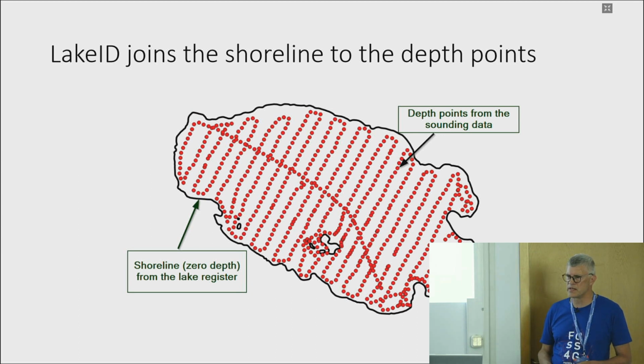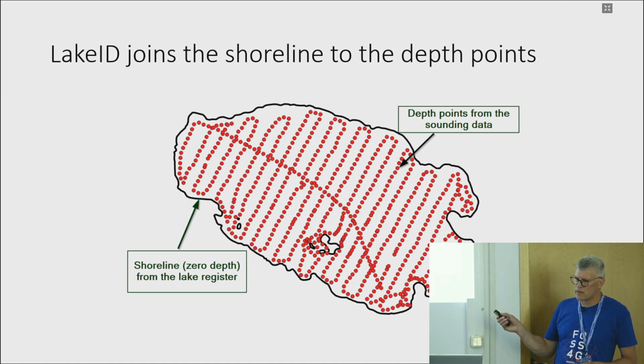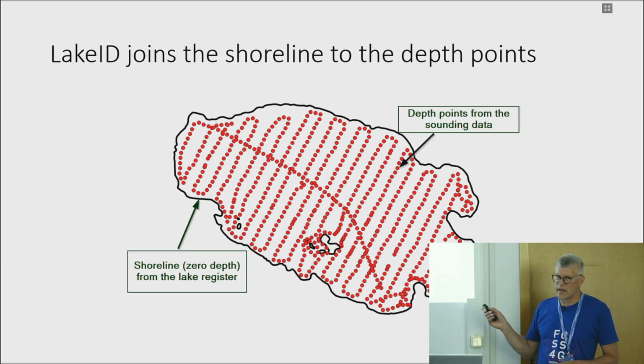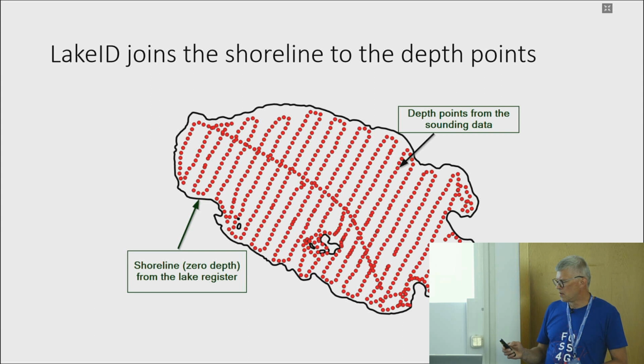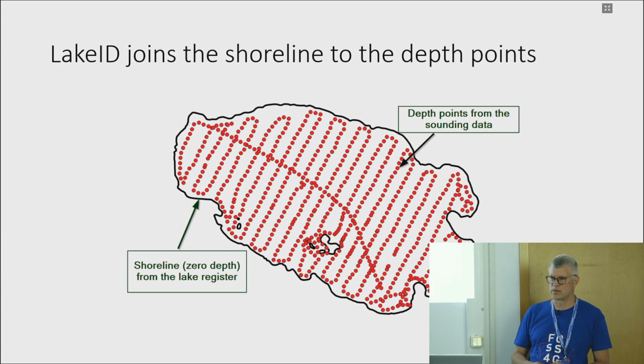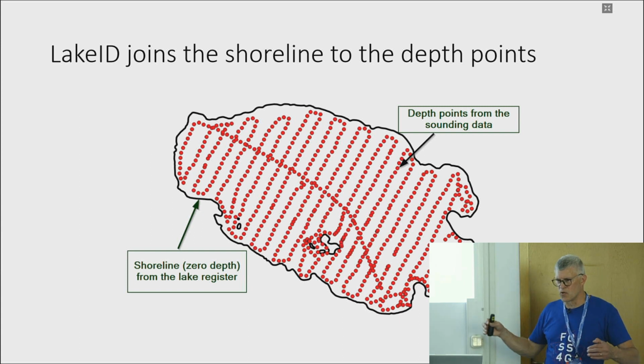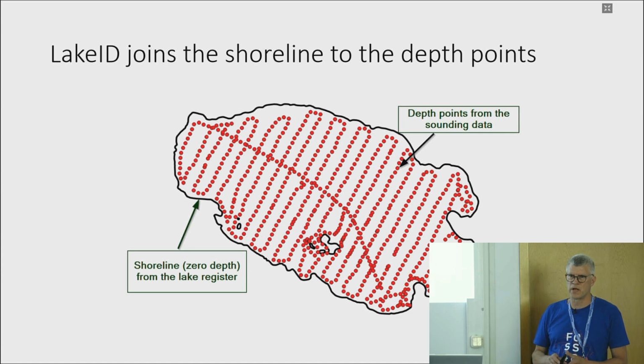I had lake IDs, so I could combine the depth points to the boundary of a lake. The boundary of a lake is important for interpolation because it's a so-called break line. It means that the interpolation is stopped at the border, so interpolation happens only within the lake area. Otherwise, it would give some odd curves to the end result.